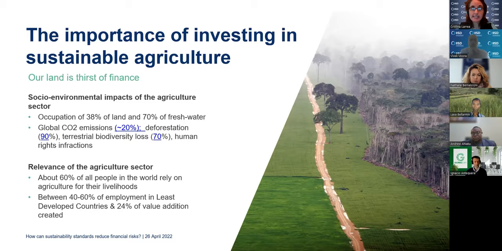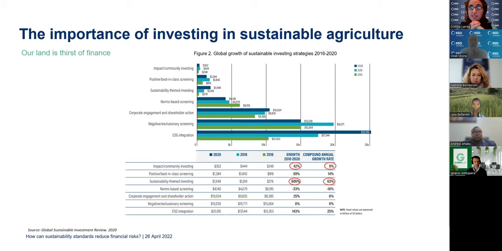Next slide, please. The growth of sustainable investing certainly provides confidence for reducing this financial gap, since strategies such as sustainability theme investing and impact investing, which are more prevalent in financing smallholder farmers, have experienced important growth in total value of assets under management in the period 2016 to 2020. As we see in the graph, the blue columns represent the total assets under management in 2020, and we can see the growth in the different investment strategies. Impact investing and sustainability investing are the two categories that are closest to financing smallholder farmers in developing countries, which experienced important growth.